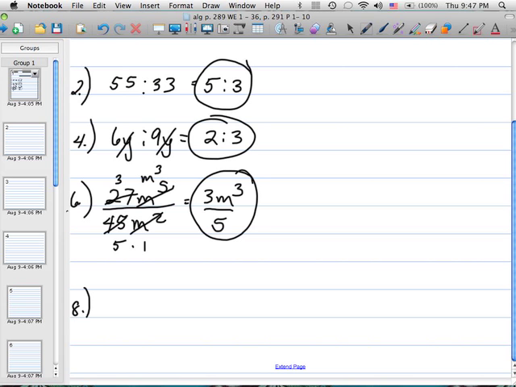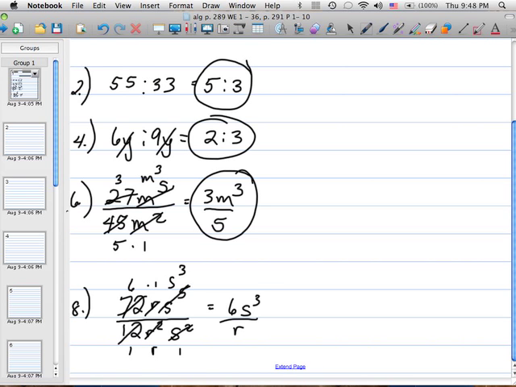Problem number 8, we have 72 r s to the 5th over 12 r squared s squared. 12 goes into 12 once and into 72, 6. We can cancel out an r, leaving us an r. On the bottom, we can cancel out 2 s's and 2 s's from s to the 5th, leaving us s cubed. So our ratio is 6s cubed over r.